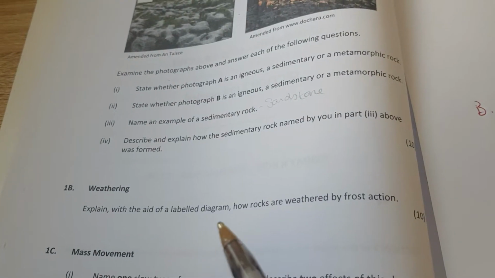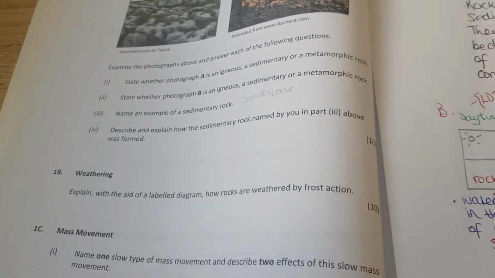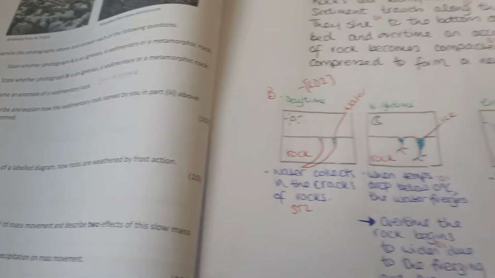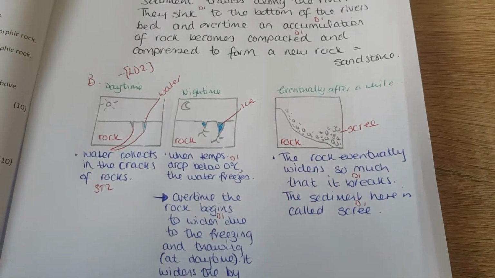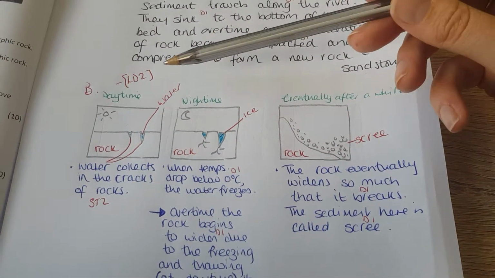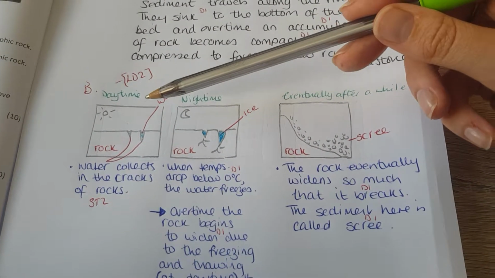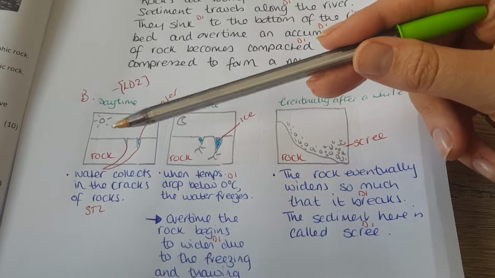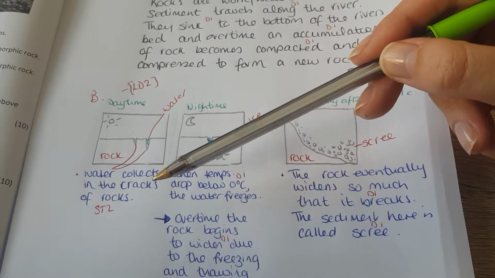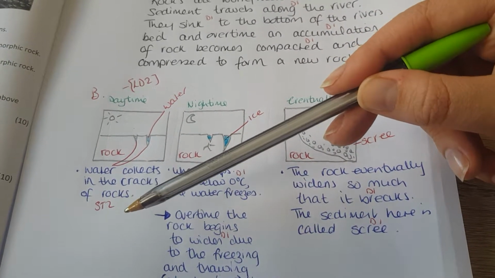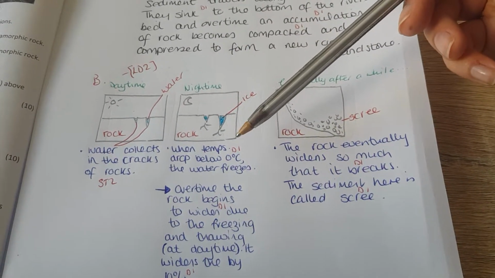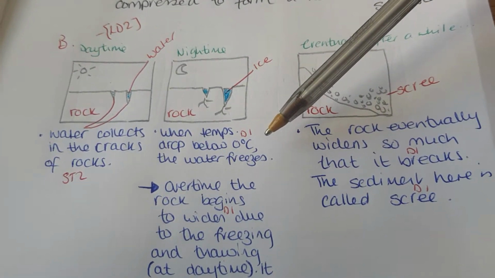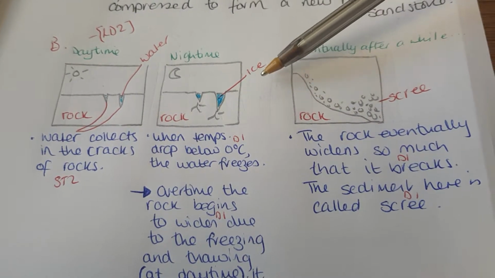Explain with the aid of a labelled diagram how rocks are weathered by frost action. So frost action, you're going to talk about freeze thaw action. My labelled diagram, label diagram 2. So here, sun, show daytime, water is collected in the cracks of rocks. Nighttime, so when temperatures drop below 0 degrees, the water freezes. And here we have ice.